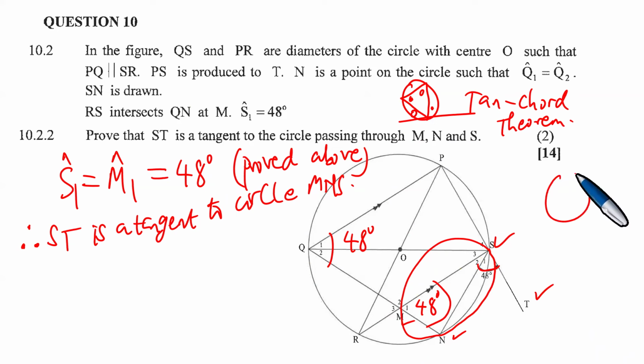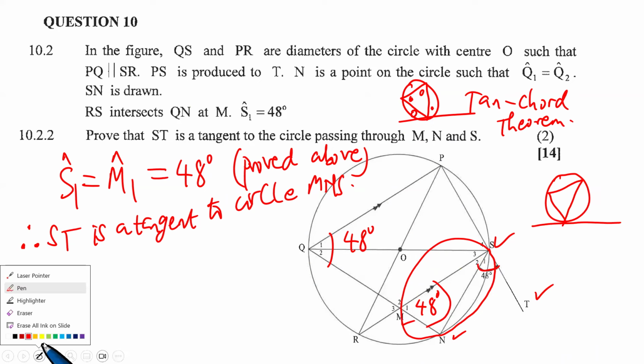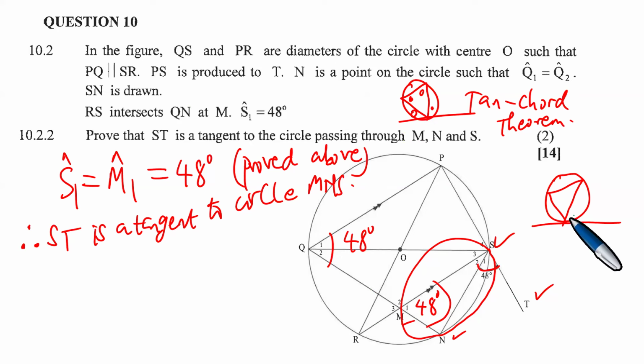It's a tangent because we can demonstrate that it plays the tan-chord game. If it plays the tan-chord game, we get this result: this here is equal to this here, and this here is equal to that there. This is good news, so ST is the tangent to the circle MNS. It was 2 marks there. Let's look at the next question.